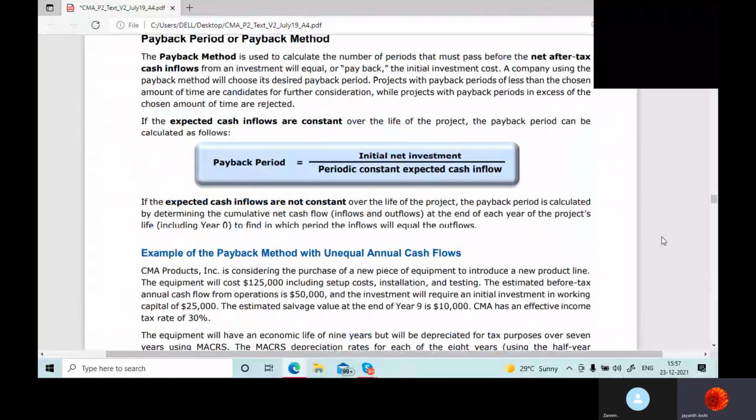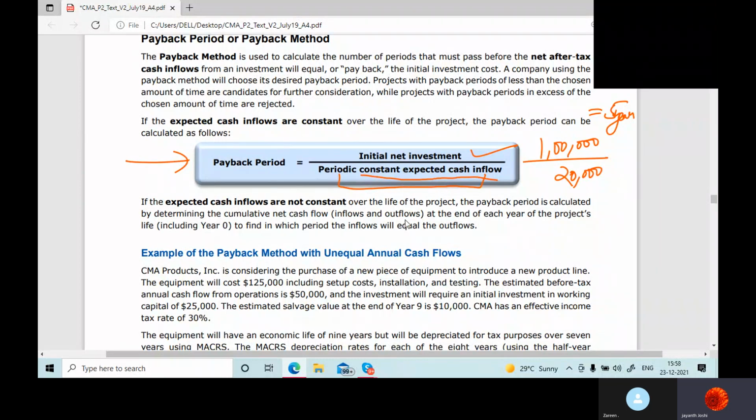So please write down the formula. Payback period is equal to initial investment divided by periodic constant expected cash flow. If you have a constant expected cash flow, for example, if 1 lakh is what you have invested and you are getting a cash inflow of 20,000 every year, how many years does it take to recover your entire 1 lakh? 5 years. Okay, this is when you have a constant expected cash inflow.